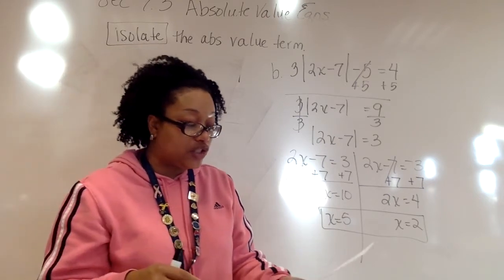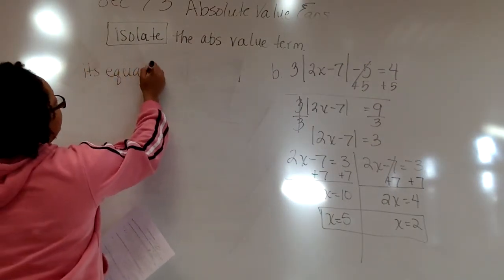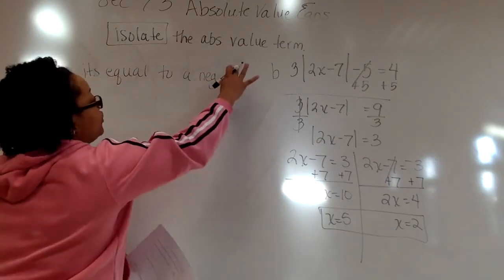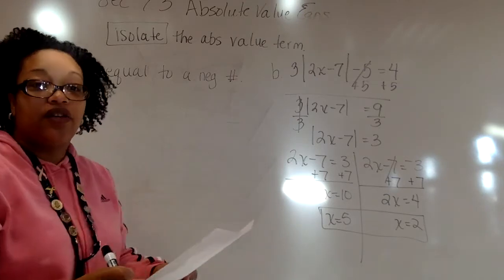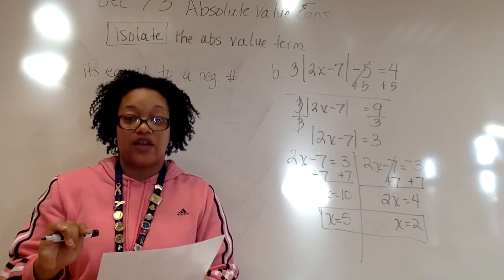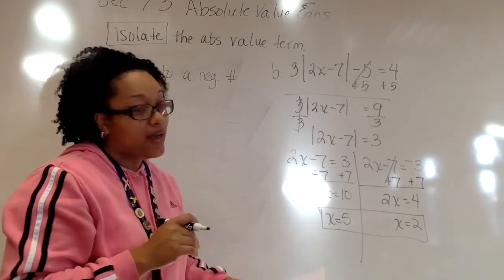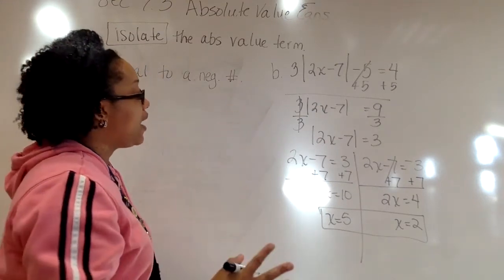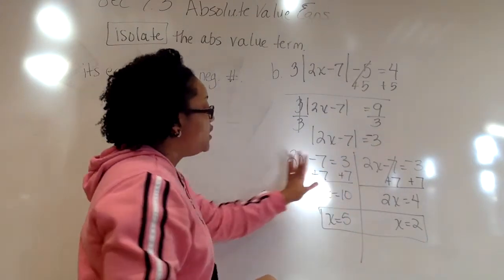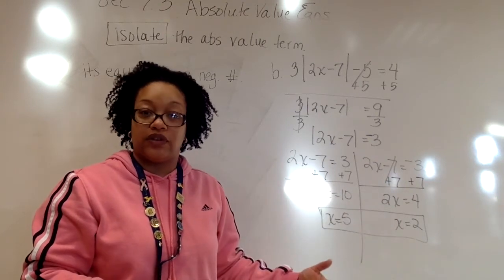It will have no solution when it's equal to a negative number. That's what you put in the blank. An absolute value equation will have no solution when it's equal to a negative number. So in other words, if I was back here at my example B, and somehow, instead of getting a positive 3, it's equal to a negative 3, none of this here would happen. You would simply write no solution.